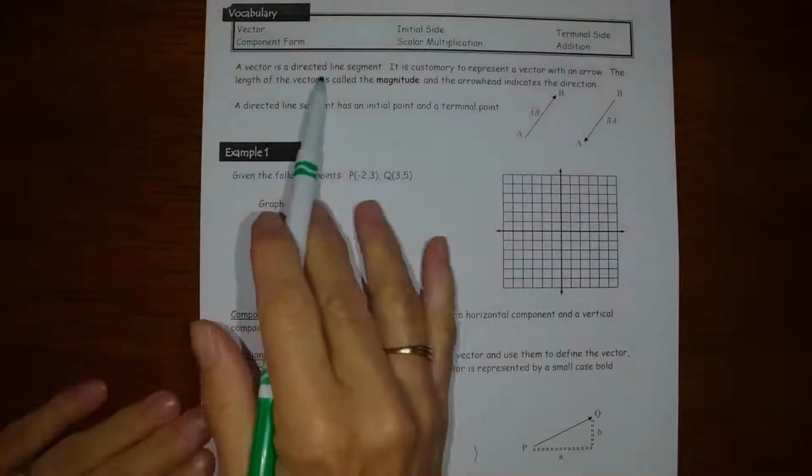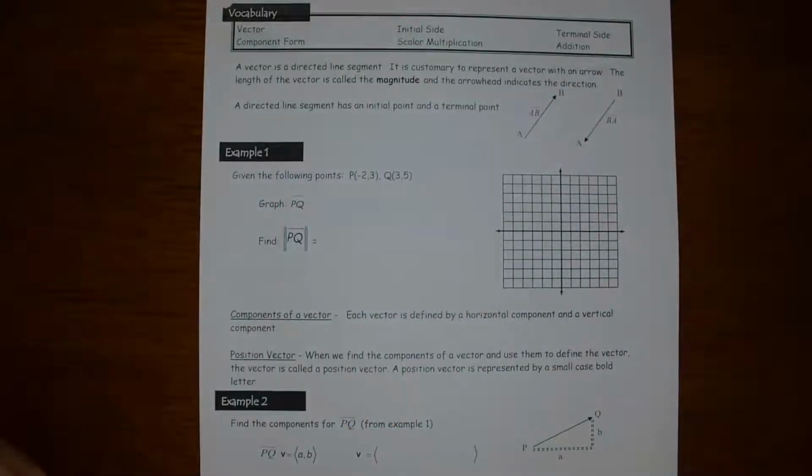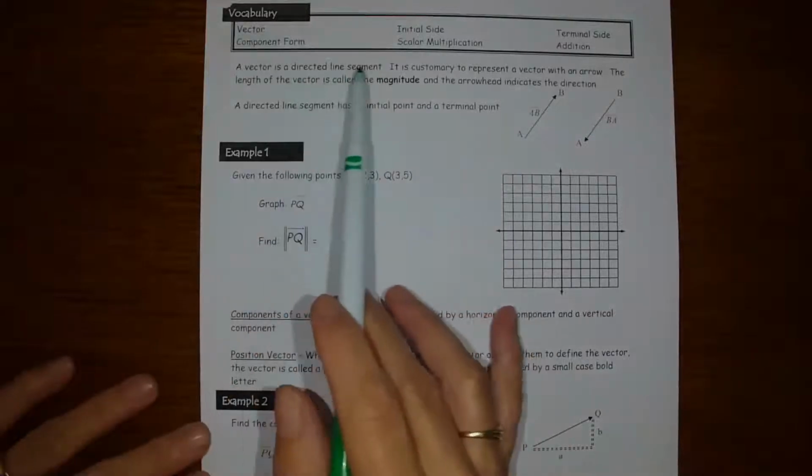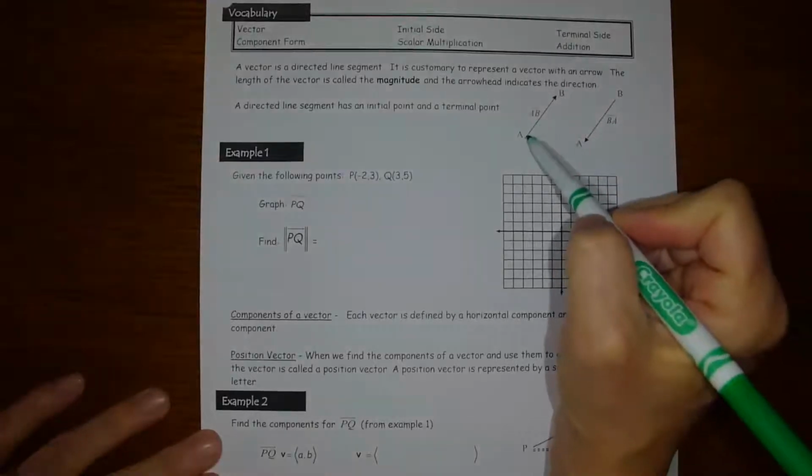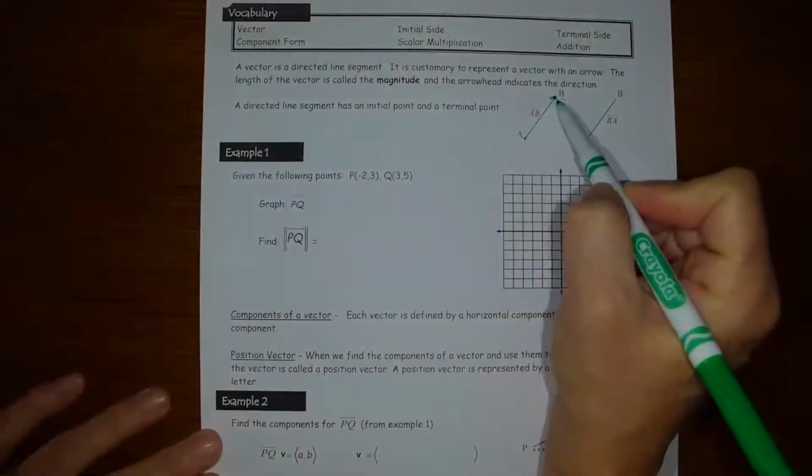A vector is a directed line segment. That means it has a point on one end and an arrow, right? Because it's a directed line segment. It's customary to represent a vector with an arrow. The length of the vector is called the magnitude, and the arrowhead indicates the direction. So notice there's no arrow here and there's an arrow here.